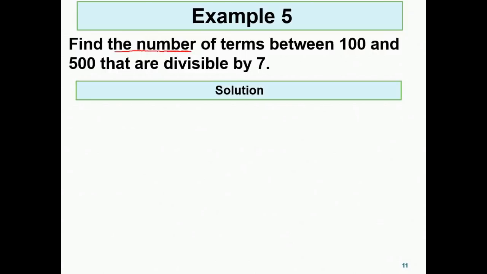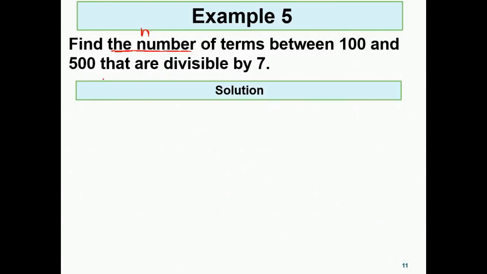Example 5. Find the number of terms. So the number here means find n, the value of n. Between 100 and 500 that are divisible by 7. First of all, list down the values that can be divisible by 7 between 100 and 500, not including 100 and 500.